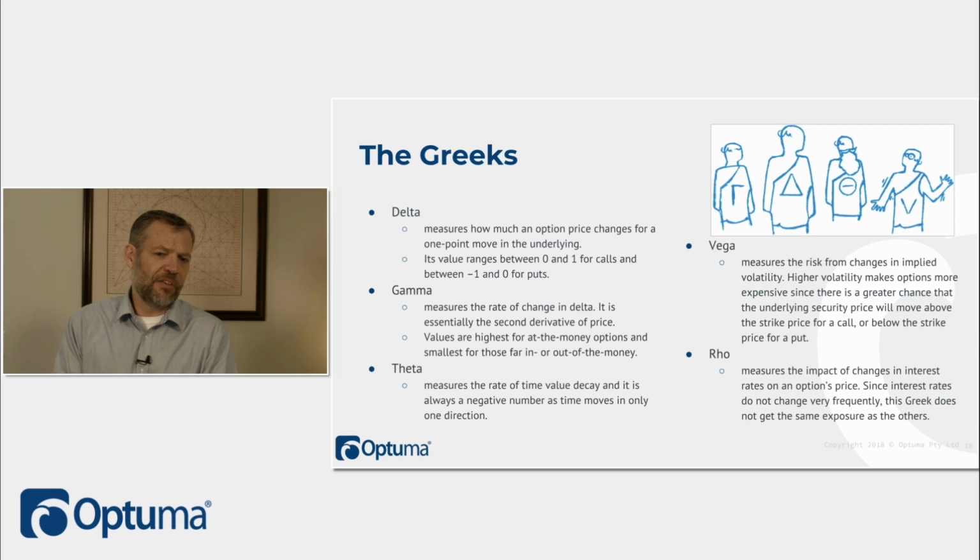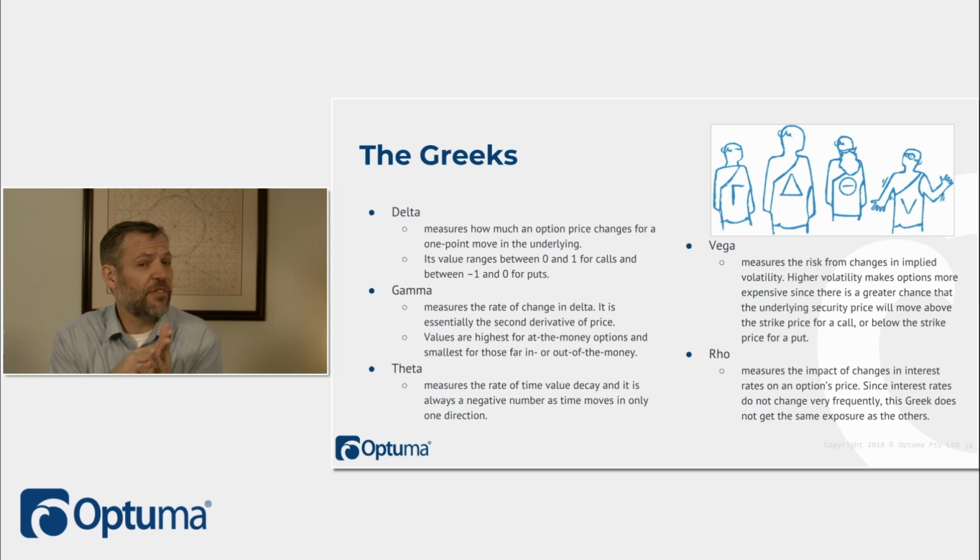Then we have the Greeks. You hear them talked about a lot with options, and they're just different ways that we measure and compare options to each other. So delta measures how much an option changes. Looking at the option price, the value of the option, it measures how much the price changes for a 1-point move in the underlying security. It ranges between 0 and 1 for calls and -1 and 0 for puts.